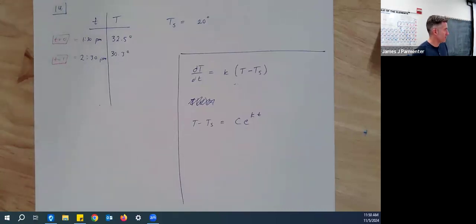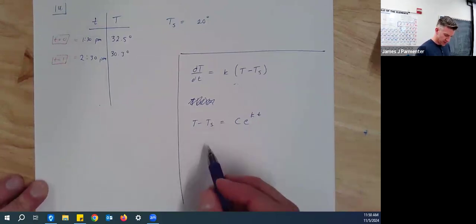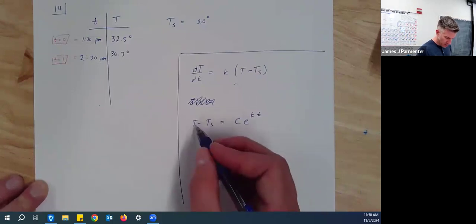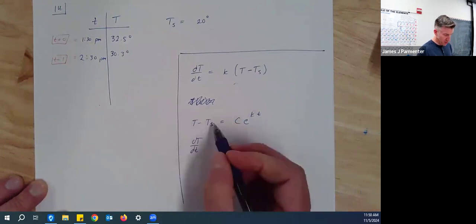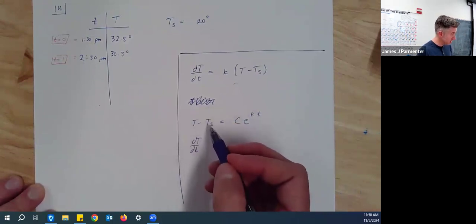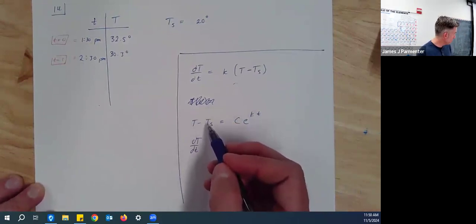Let's think about that for a second. If we took the derivative of both sides, yeah. So I take the derivative of this side. The derivative of this would be dT/dt. And the derivative of the surrounding temperature, which is a constant, should be 0.